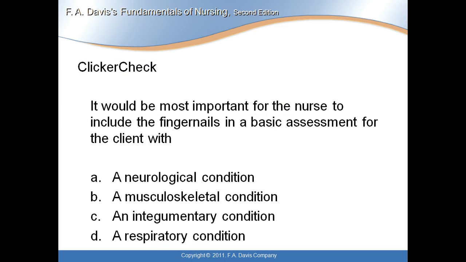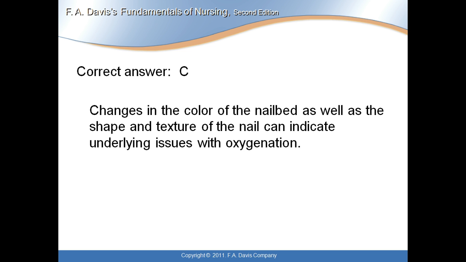All right, so for clicker check, it would be most important for the nurse to include the fingernails in a basic assessment for the client with a neurological condition, a musculoskeletal condition, an integumentary condition, or a respiratory condition. And the answer will be C. Changes in the color of the nail bed as well as the shape and texture of the nail can indicate underlying tissue issues with oxygenation.